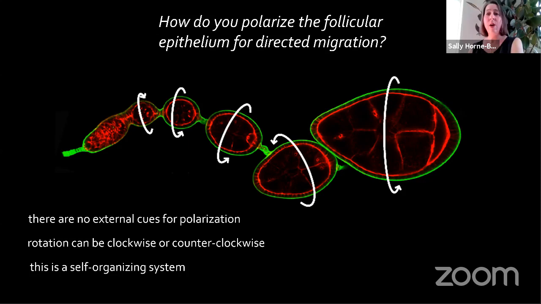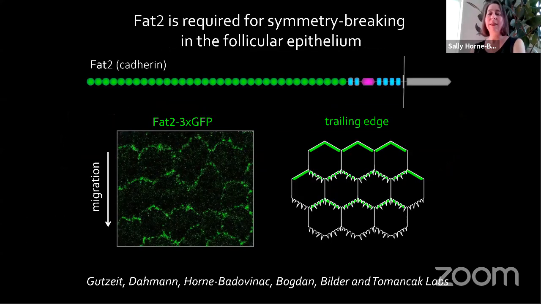Now, we don't know how symmetry is broken in this tissue to allow that collective decision to be made. But one thing that we do know is that this requires the function of a protein called FAT2. Now, FAT2 is a giant cadherin that localizes very specifically to the trailing edge of each one of these migrating follicle cells. Now, in this location, although it is a cadherin, it is not functioning as a cell-cell adhesion protein, but rather as a signaling protein that's helping to coordinate the motility of these cells across the tissue.